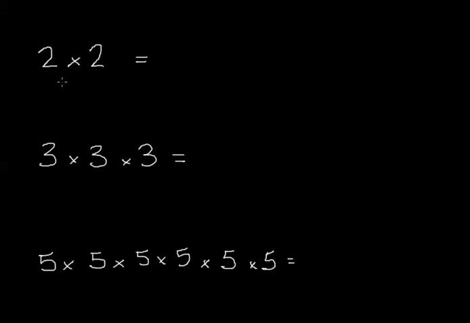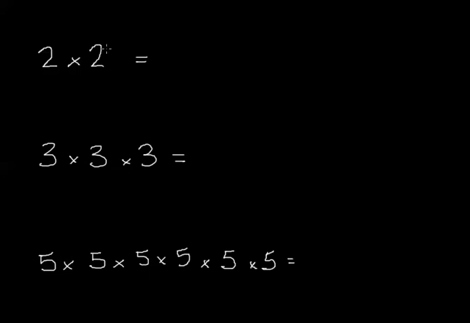So having a look at the first one here, we've got 2 times 2. They're timesing by itself. The second one, we've got 3 times 3 times 3. So you can see that it's the same base number that we're timesing. So we'll solve the first few, and as you can see, it starts to get a little bit longer when you get down the bottom, where we're timesing 5 by itself 6 times.